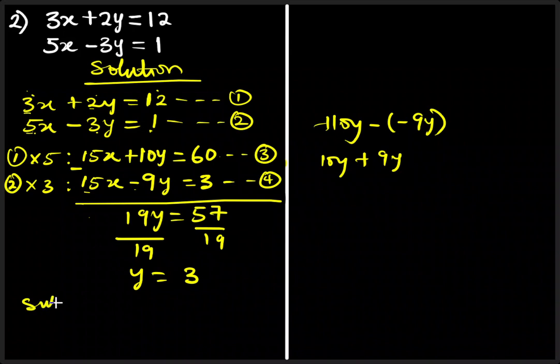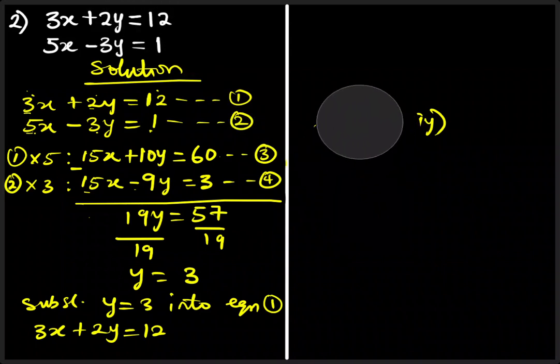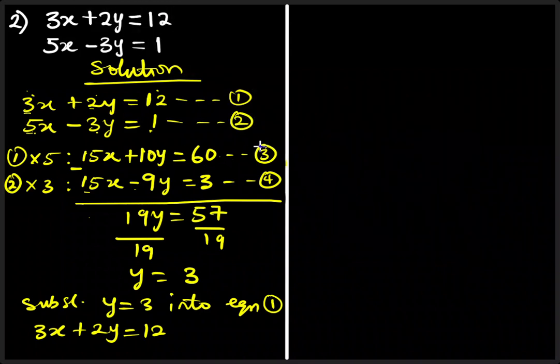So what do we do there? We substitute y equals 3 into equation, let's pick equation 1. So what would that give us? Equation 1 says 3x plus 2y equals 12. That's what equation 1 says. So we'll substitute the value of y. That will give us 3x plus 2 bracket y, which is 3, equals 12.